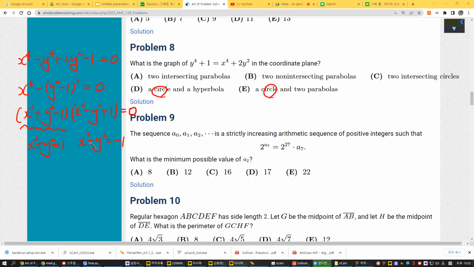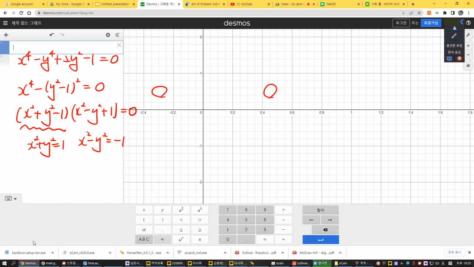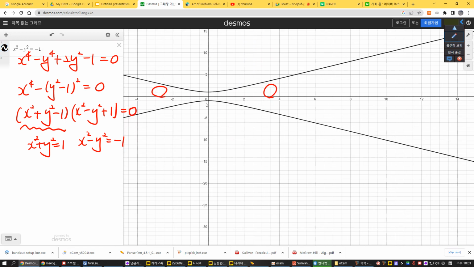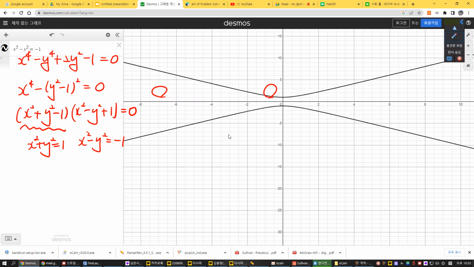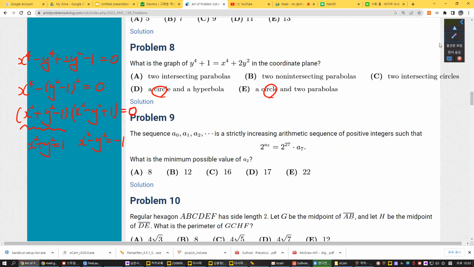Let's make a graph of this if we are not sure about this. Yeah, let's check with the graph. So if we make the second graph, yep. What's the name of this graph? Shape of this graph? Is that a hyperbola? Yeah, hyperbola. So circle and a hyperbola is the answer.